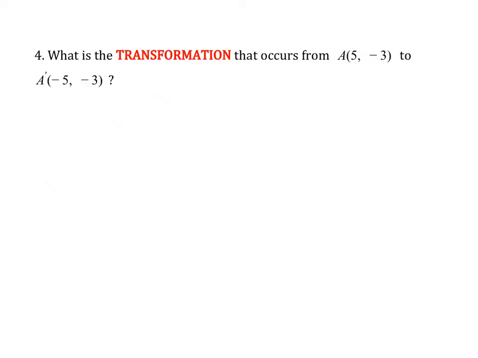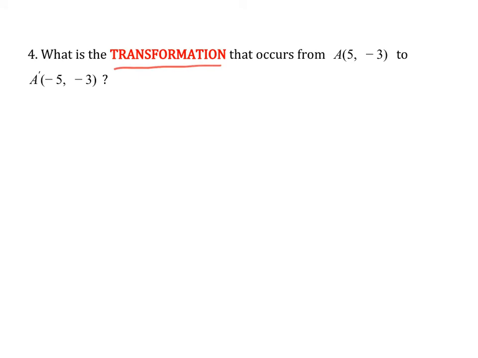Okay, this problem asks, what is the transformation that occurs from the point (5, -3) to (-5, -3)? Remember, a transformation is just a type of change, and there are different types of transformations that we've talked about. If you compare our original point A to our new point A prime, you'll see that the only thing that changed was that positive 5 became negative 5. So we know that if something is changing signs, it's going to be some type of reflection.